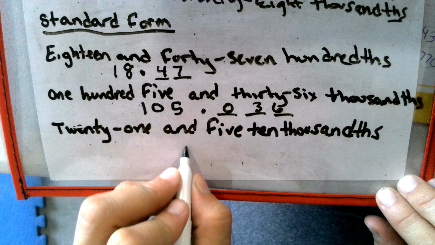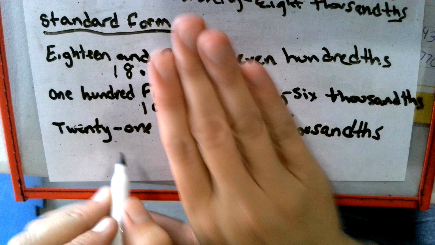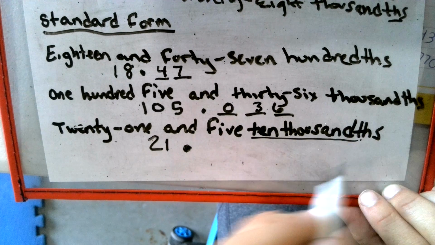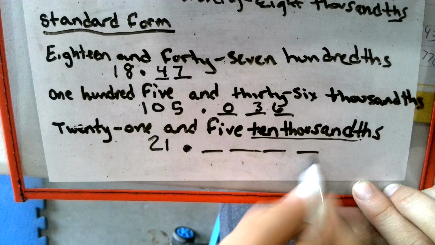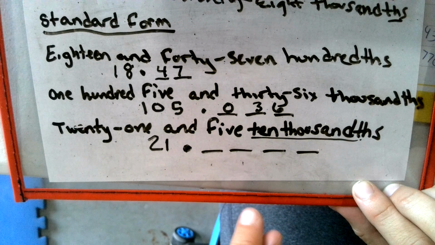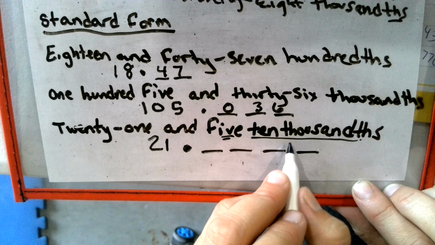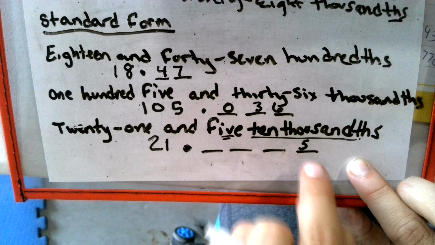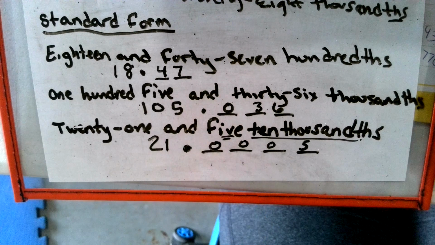Let's try this one. Decimal point. The number in front of that is 21. After it goes 5 ten thousandths. Tenths, hundredths, thousandths, ten thousandths. That's 4 spots, but we only have the number 5 to put into the ten thousandths. So we start at the back. We fill the ten thousandths spot, and everything in front of it becomes zeros.